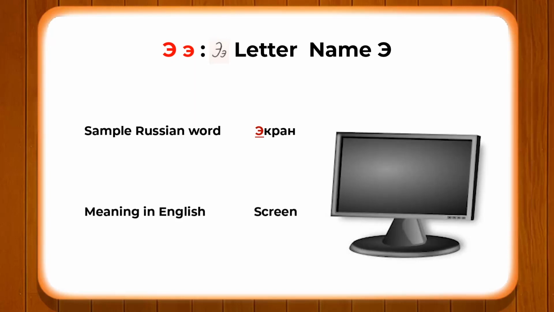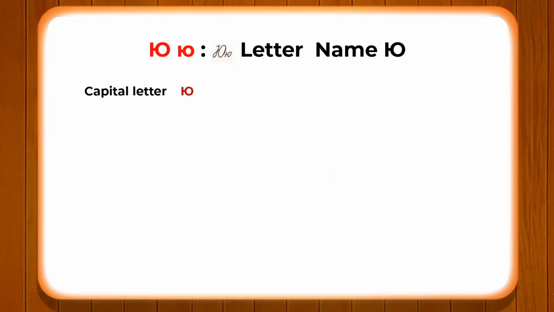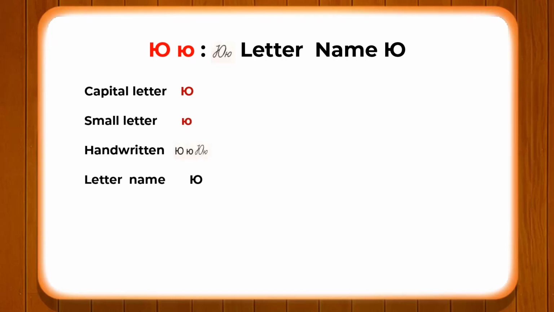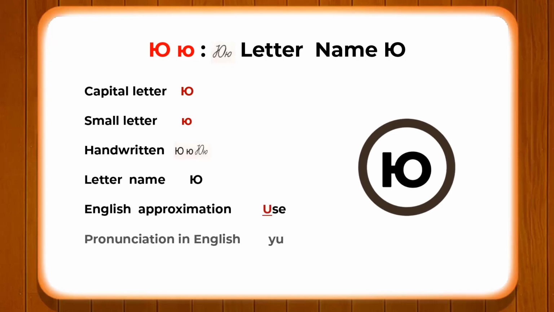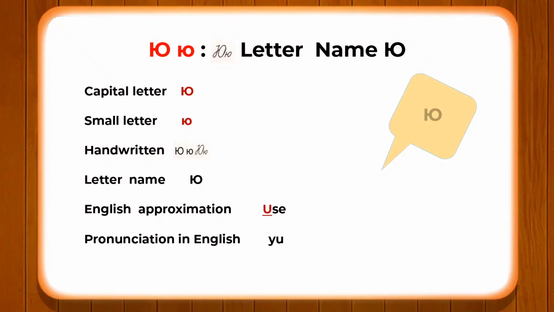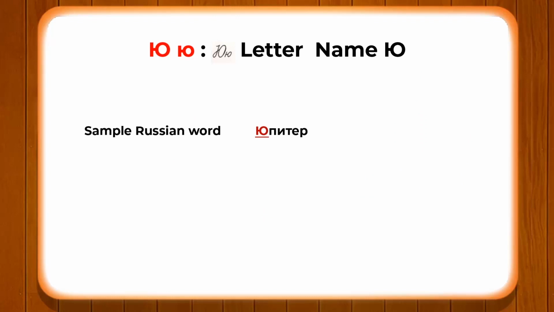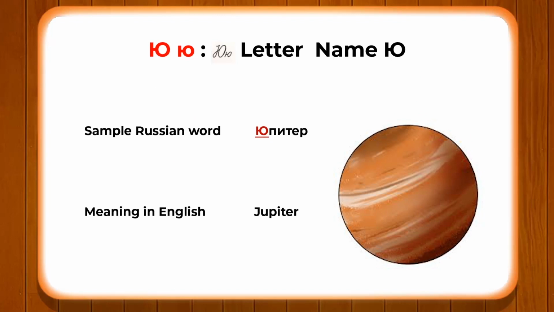Okay, let's go ahead and look at this letter. The letter's name is U. We have an English approximation word, U as in use. And a sample Russian word which we have so that we understand it properly is Jupiter, which means Jupiter, the planet.